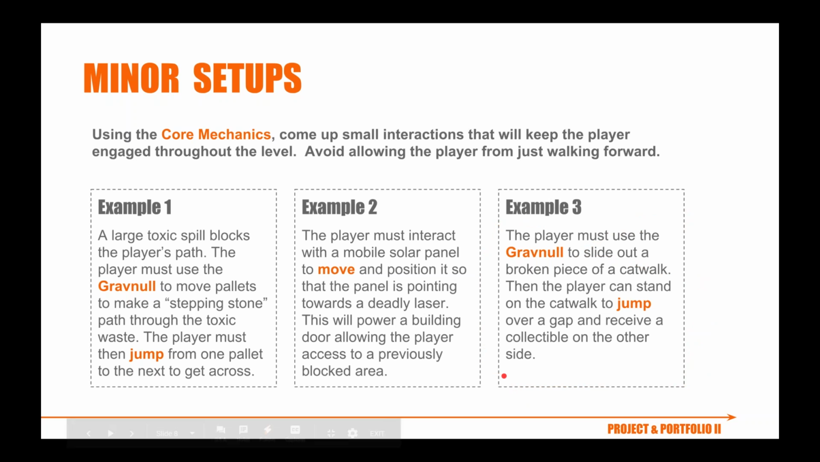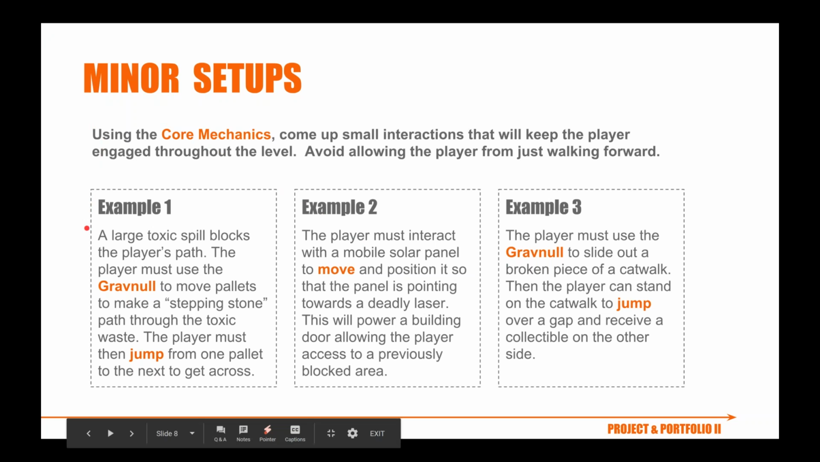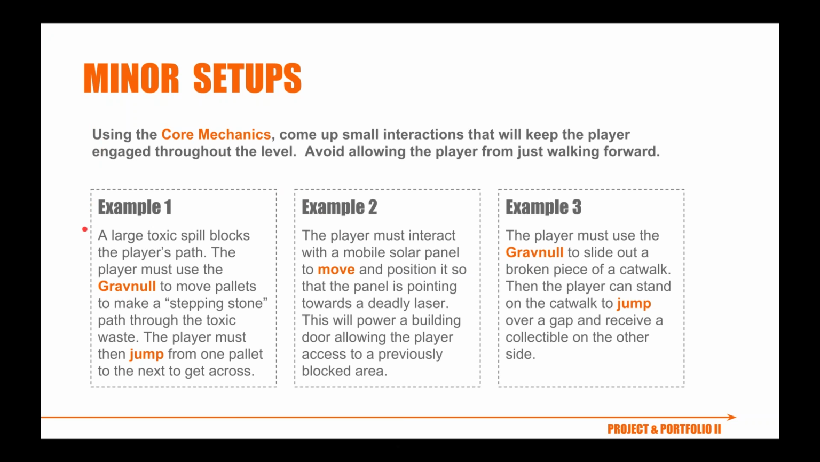between your major areas. So here's another example. There's a toxic spill, right? And you pick up pallets with the grab null, place them in the toxic waste, and then jump across. Just using the grab null and jumping, you're able to make some gameplay.